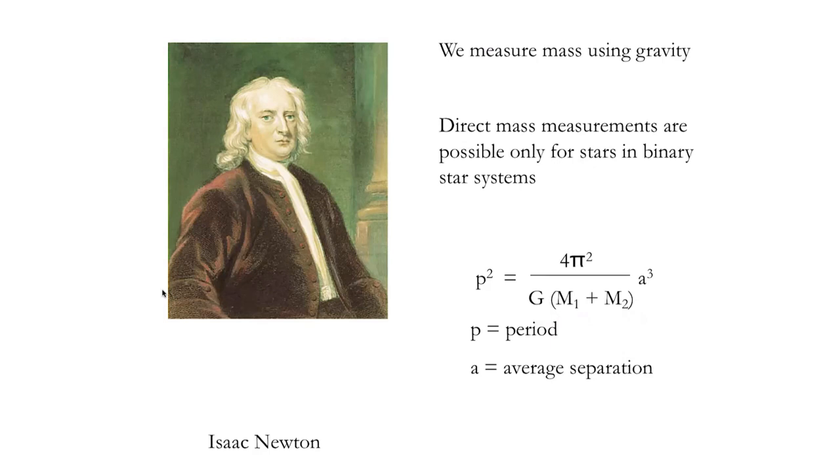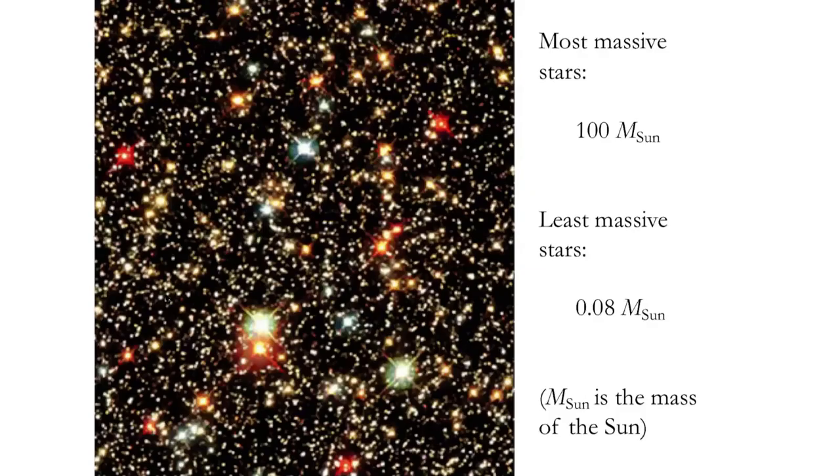And so we can use the fact that the more massive the stars are, the faster they'll be going around each other to actually determine what the masses of the stars are. And when we do that, we find that the most massive stars in the galaxy are about 100 solar masses, and we find that the least massive stars are about 0.08 solar masses. We see objects that are lower mass than this, but they aren't stars anymore. And we'll talk about why that is and what we call those objects in a future video.